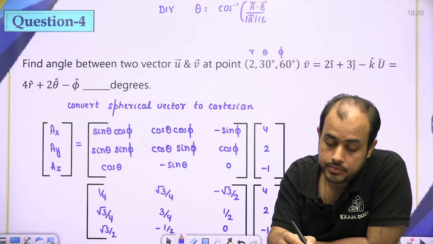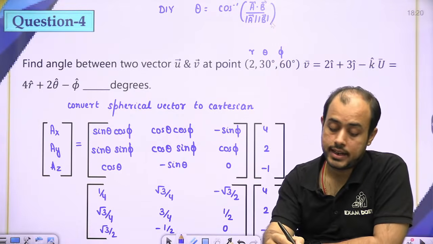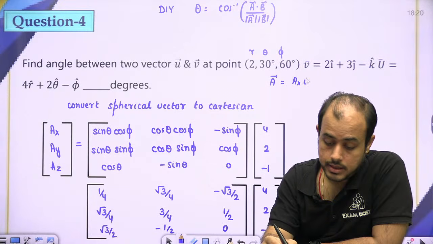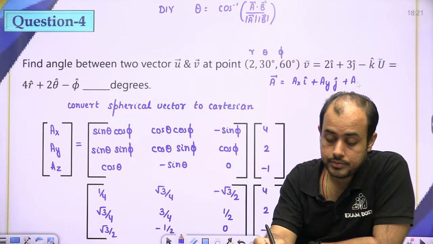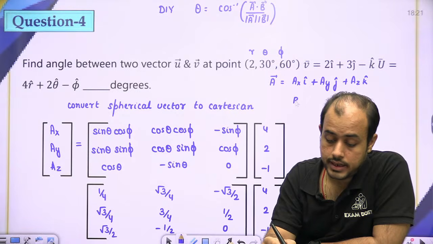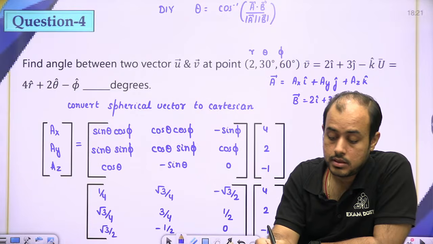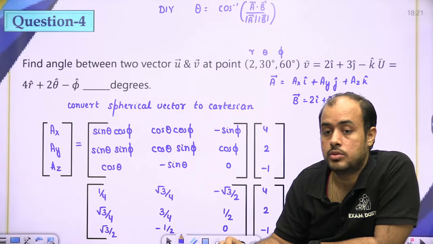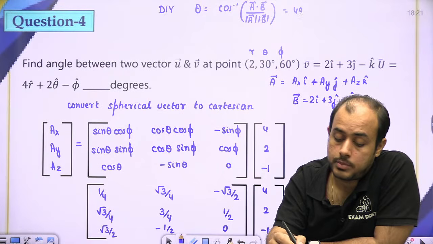बना लोगे भाई? बताओ. ये मैट्रिक्स मल्टीप्लाई करके you will get axi plus ayj plus azk and b vector will be 2i plus 3j minus k. मैं देख लेता हूं if I have the answer to this. ये आना चाहिए 49.23.